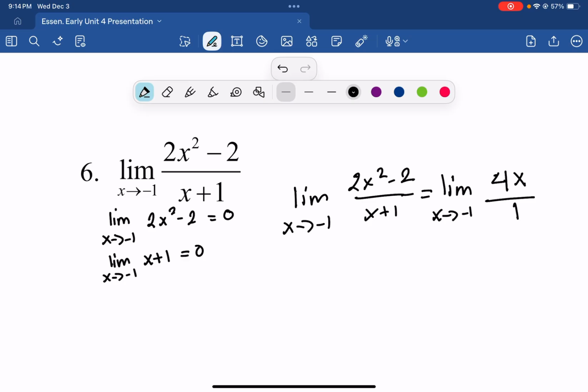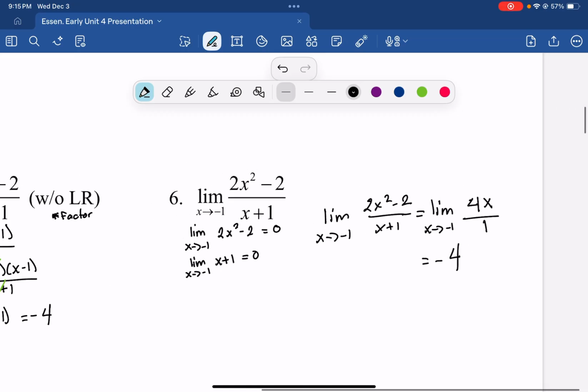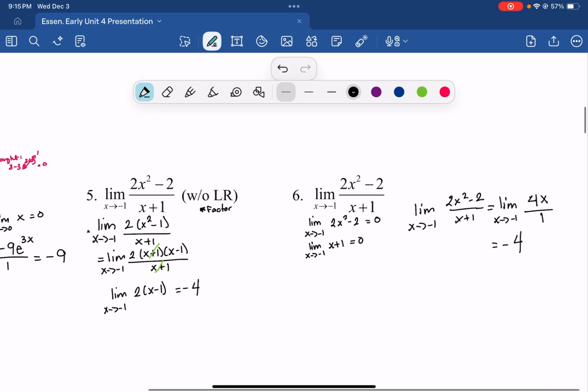Okay, so now we're looking at the limit as x approaches -1 of 4x. So plug in our -1 and I get -4. Right? Same exact problem from 5, same exact answer, right? But ultimately, I just was able to take those derivatives.